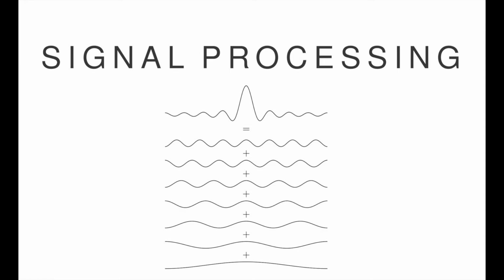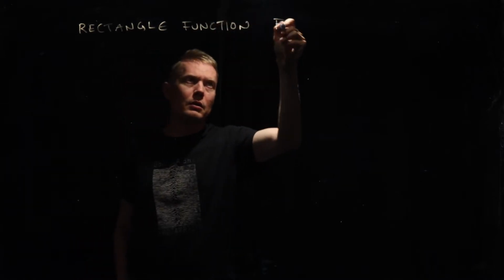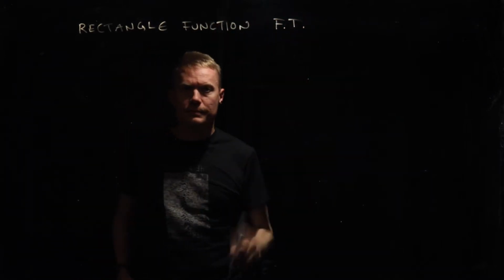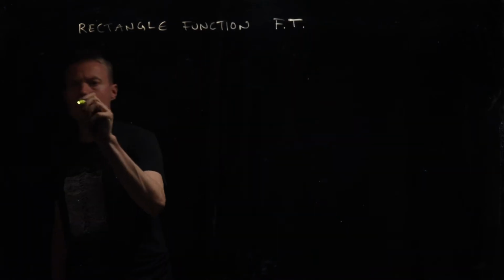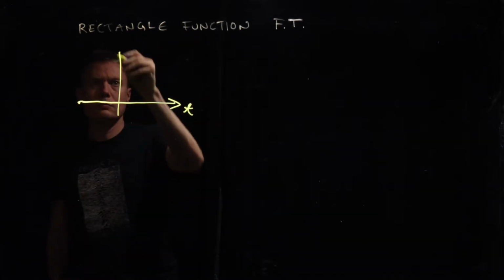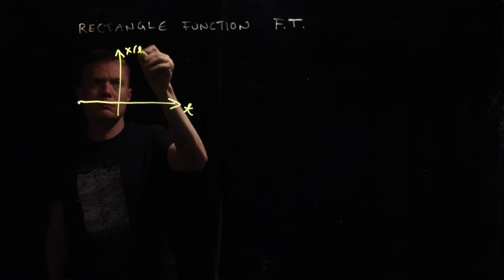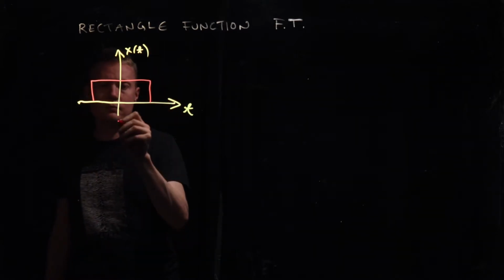In this video, I'm going to show you how to Fourier transform a rectangular function. This is a very simple function to Fourier transform, but it has many different applications. In the end of this video, I'm going to use the Fourier transform of a rectangular function to derive the diffraction limit for optics.